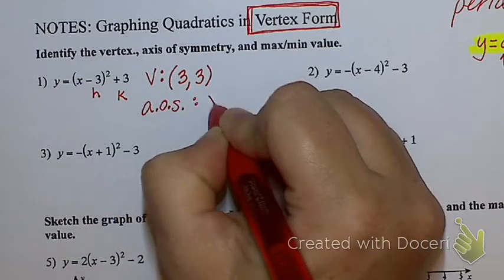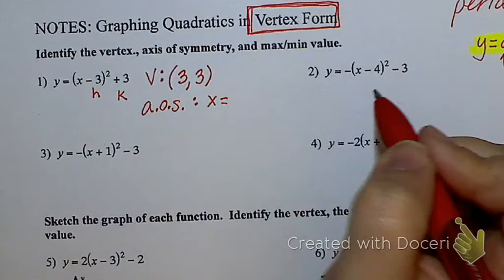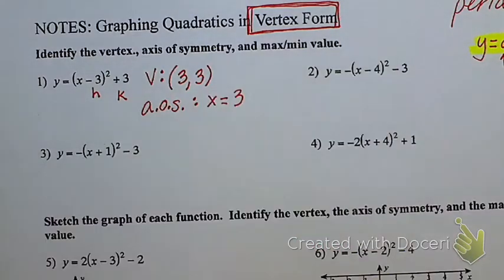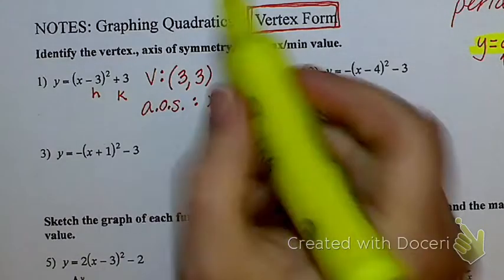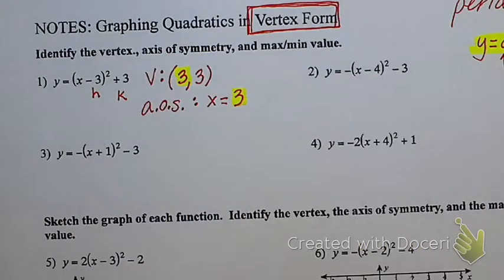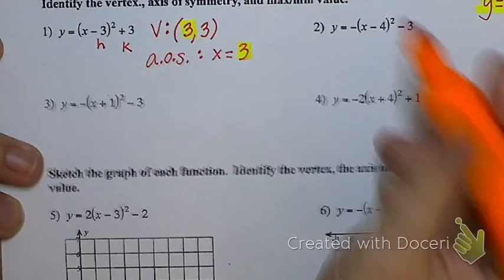From yesterday, what's my axis of symmetry? Remember, it's always x equals something. And it's x equals whatever the x value of your vertex is. So I like highlighting here that corresponds with that example to have all the same letter first.